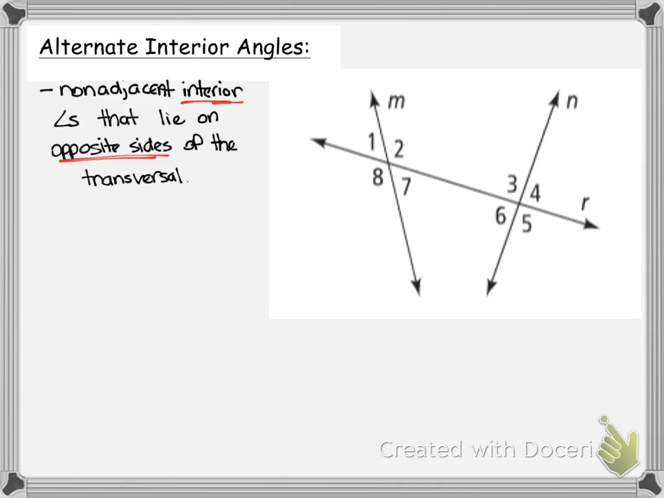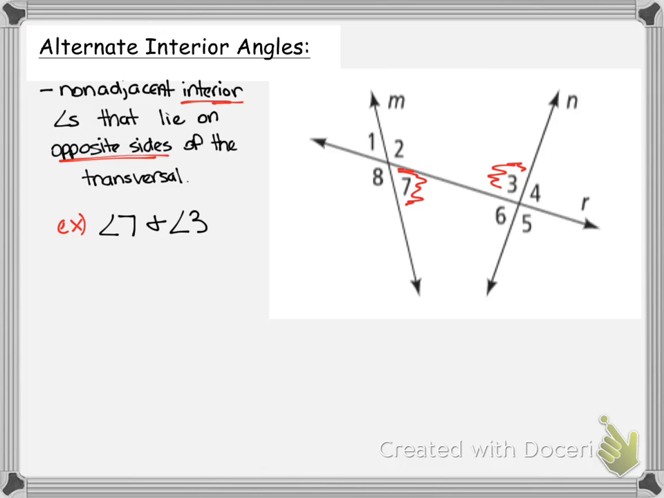Okay, so for example, I'm going to shade in red some examples of alternate interior angles. So for example, 7 and 3 are alternate interior. You can see that they lie on different sides of transversal R, and they are interior, the two lines. So for example, 7 and 3.